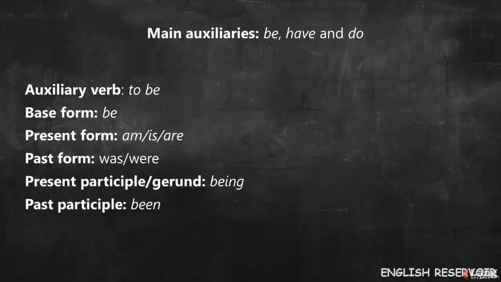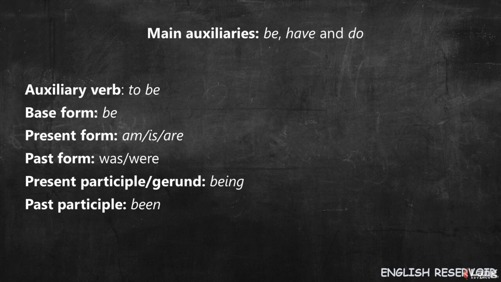Main auxiliaries: be, have, and do. Auxiliary verb to be. Base form, be. Present form, am, is, are. Past form, was, were. Present participle or gerund, being. Past participle, been.